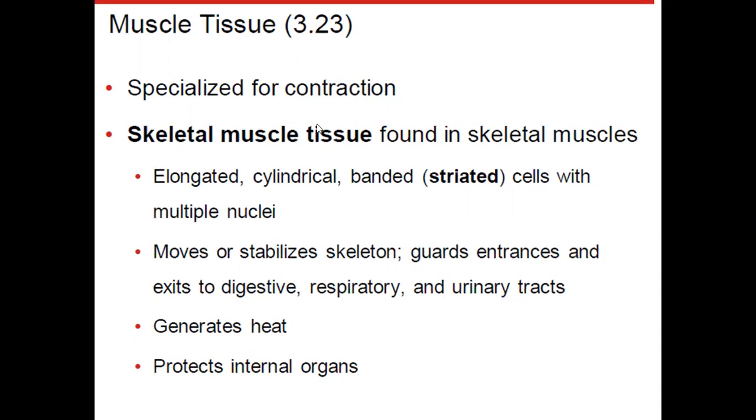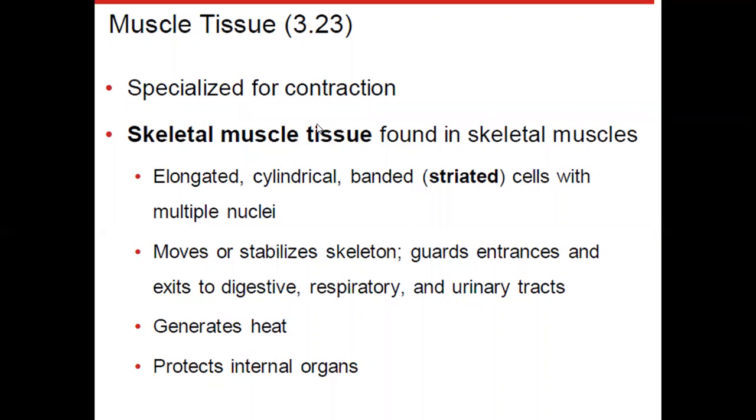So muscle tissue, we've talked about epithelial tissue and connective tissue up until this point. The muscle tissue is specialized for contraction. So think about skeletal muscle tissue found in skeletal muscles. And remember, skeletal muscle is an organ. So the muscle tissue is part of that organ, but you can also find connective tissue as well in this organ.